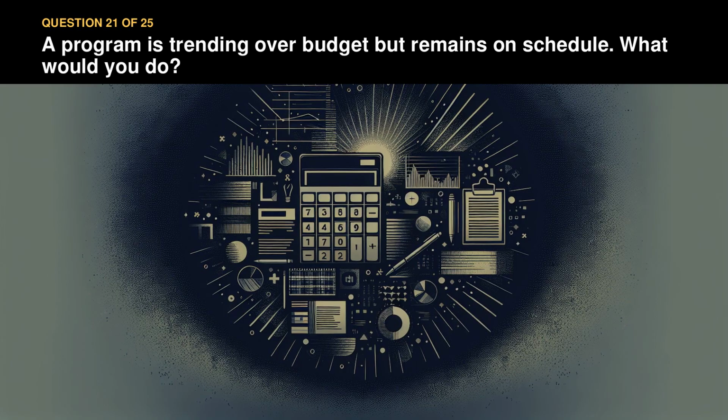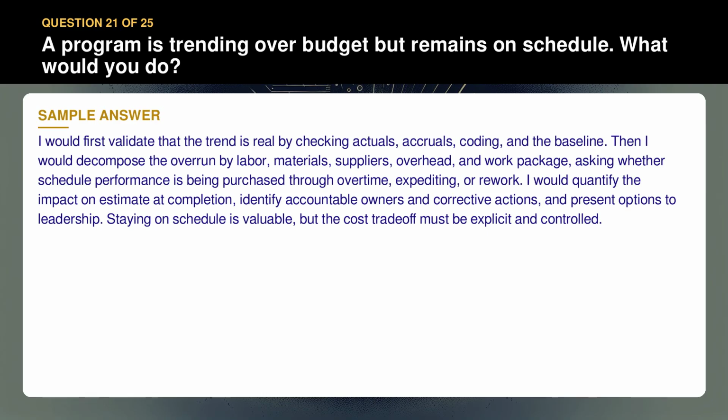Question 21. A program is trending over budget but remains on schedule. What would you do? I would first validate that the trend is real by checking actuals, accruals, coding, and the baseline. Then I would decompose the overrun by labor, materials, suppliers, overhead, and work package, asking whether schedule performance is being purchased through overtime, expediting, or rework.